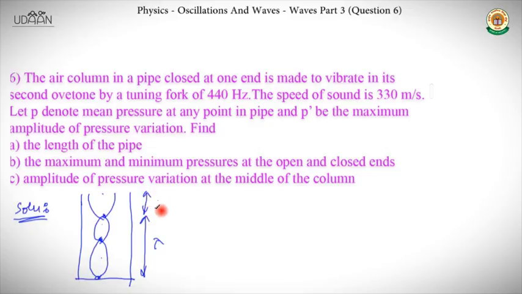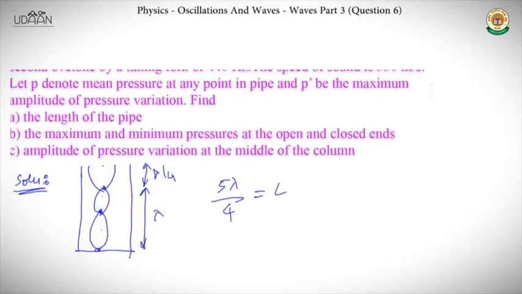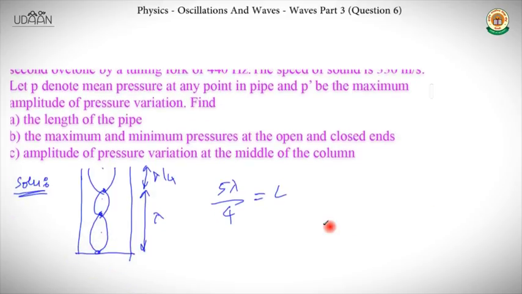So from this, this is lambda by 4. The distance between consecutive node and antinode is lambda by 4, because it undergoes 1/4 of a full oscillation. So 5 lambda by 4 is the length of the organ pipe. We know the frequency of the tuning fork, and we know the speed of the sound. So from that we get the lambda. Lambda is equal to V by nu. Substituting these, you get L as 15 by 16 meters.